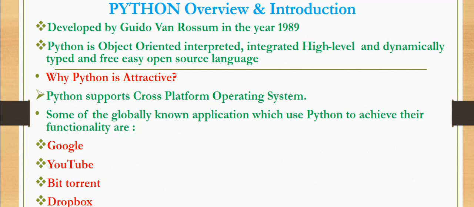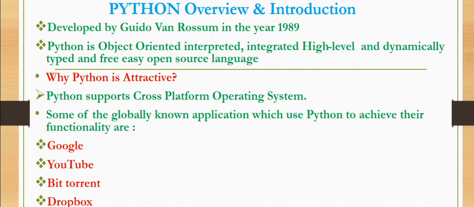Now, why Python is attractive? Python supports cross-platform operating system. What do you mean by cross-platform operating system? देखो स्टूडेंट्स, अगर हमारे पास पाइथन का कोड विंडोज़ के लिए हो और हम इस कोड को डिफरेंट प्लेटफॉर्म पे रन कराना चाहते हैं, जैसे लाइनक्स है, यूनिक्स है, मैक है, then we do not need to change it. We can run Python code on any platform. We can run Python code on any platform we want.